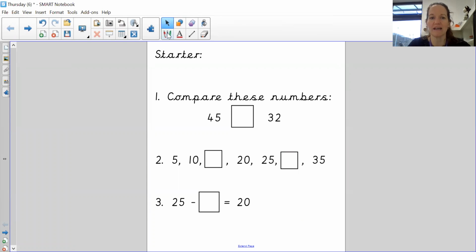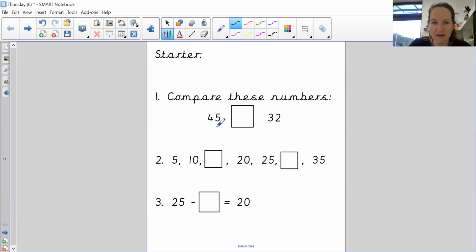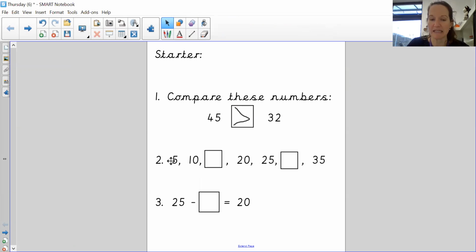Okay, so let's have a look. Number 1, compare these numbers. So this number is 45 and 32. Which number is bigger? Now I know 45 is bigger than 32. So I'm going to draw my symbol greater. I'm going to show 45 is greater than 32. Remember, the big side of the symbol is pointing at my big number, and the small point is at the small. Well done.